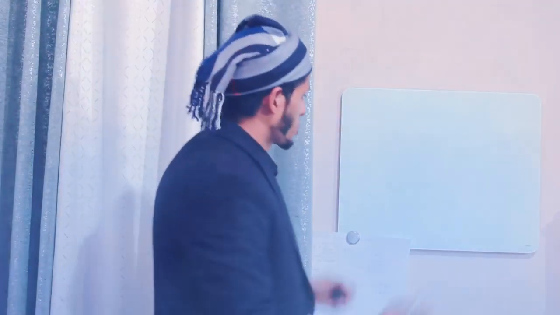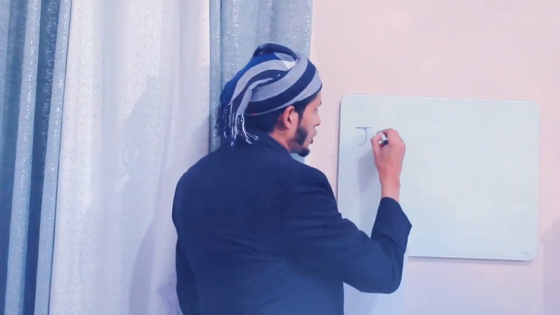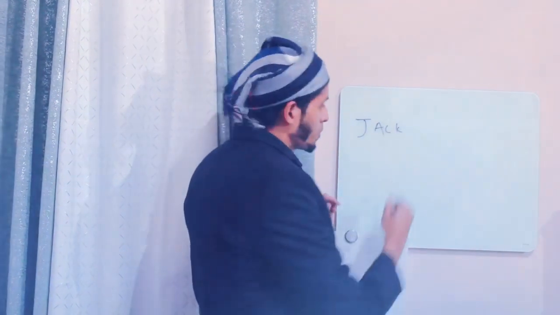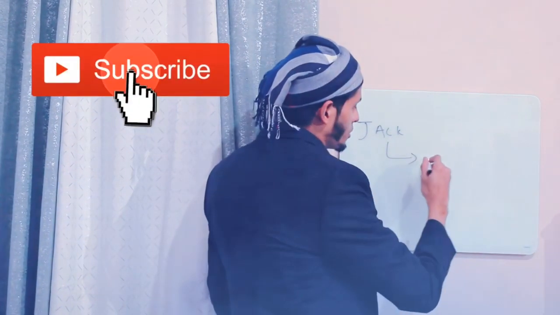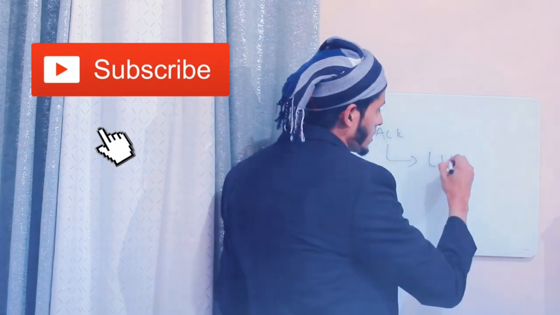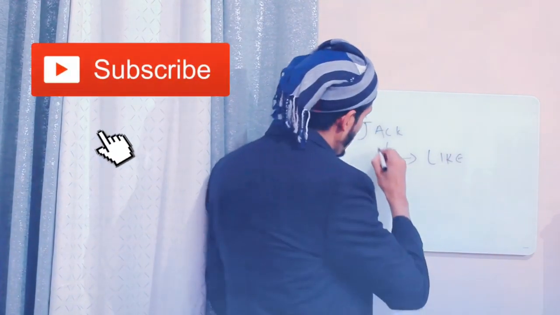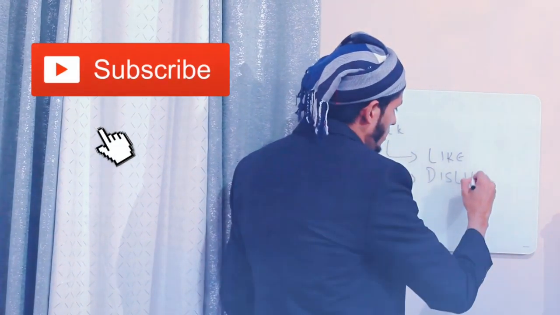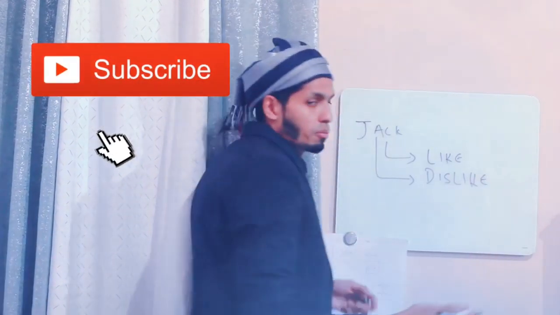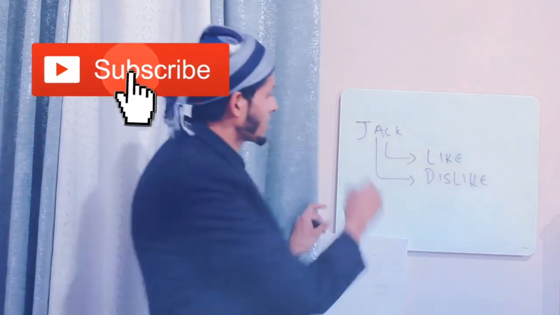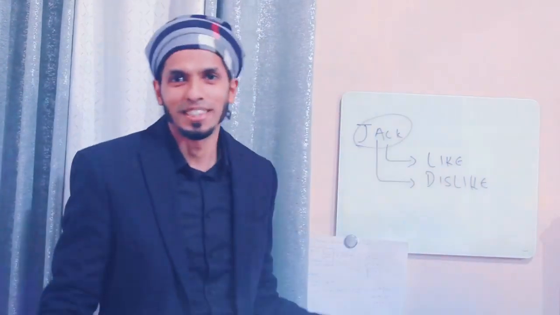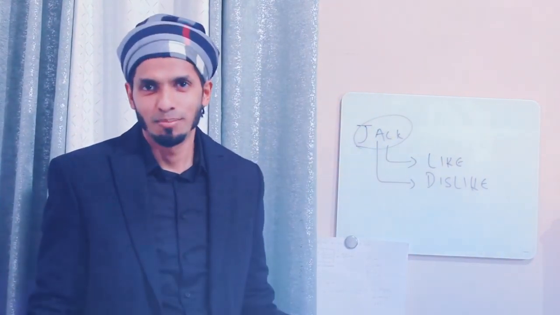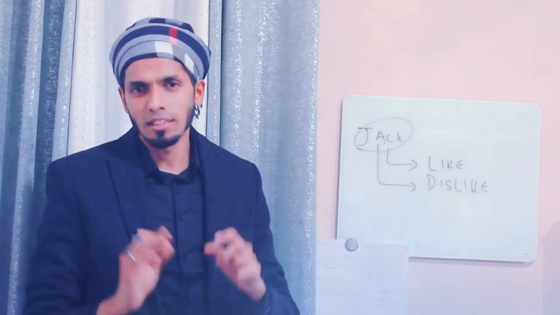All right, so let's continue with our example. So we consider the person as Jack. We are trying to find out what kind of music Jack will like and what kind of music Jack will dislike. So the easiest way is to obviously ask Jack what kind of music he likes, what he doesn't. But we are trying to make it a little complicated.